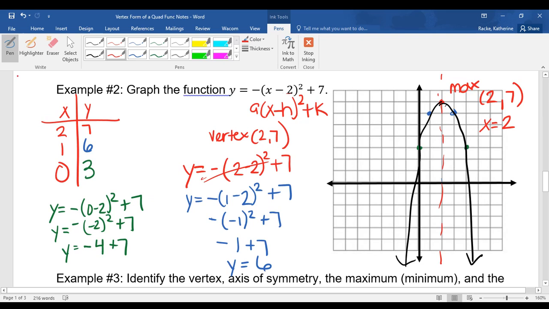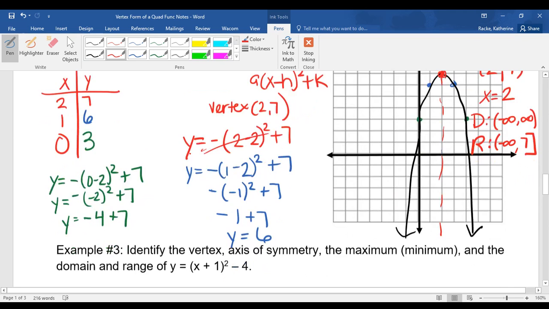And then let's just do our min and our max, and domain and range. Our domain is going to be negative infinity to infinity, always with quadratics. Our range is going to be, if it opens down, negative infinity to this point right here, which is 7, bracket, because it's stopping right here and won't go any further on the y value. All right, that's all you need to know for that one.